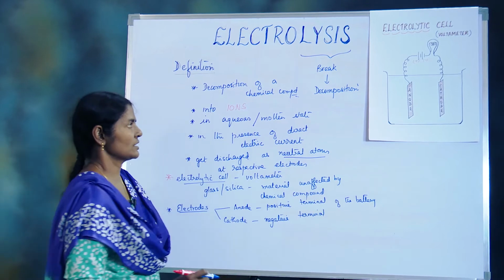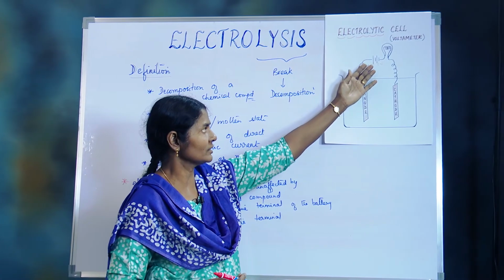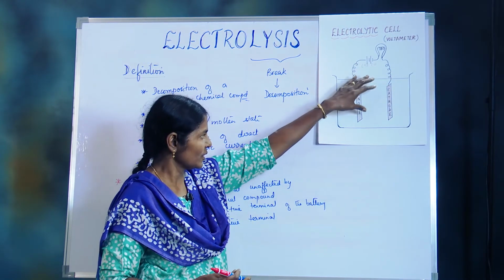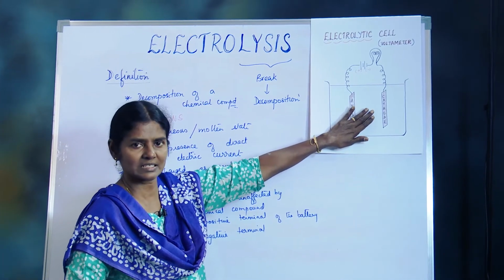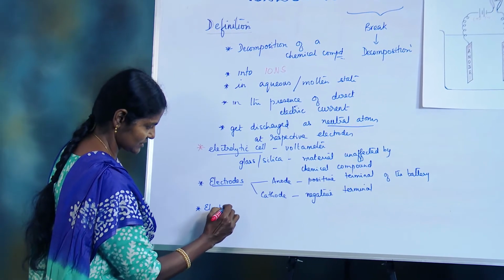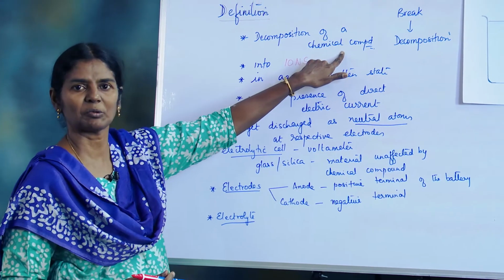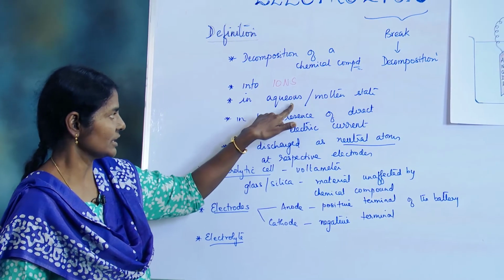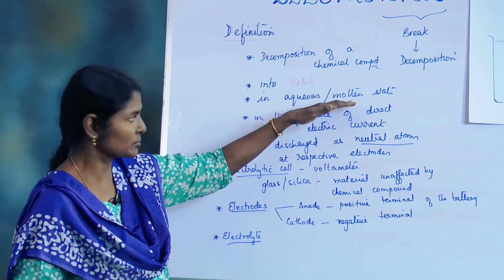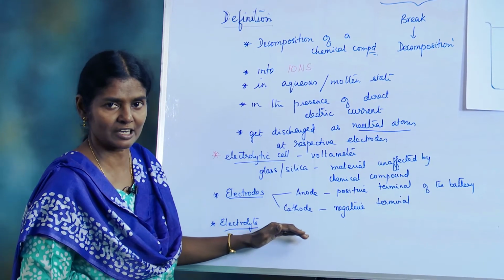The next one: in physics you would have learned that any electrical circuit will have a battery and there will be a bulb, there could be an ammeter to measure the current, all that is part of the circuit. But we also have something in this electrolytic cell, and that is called the electrolyte. So what is this? This is what this chemical compound is about. And in what state should it be? Either aqueous or molten state. And it should be a compound which is capable of breaking down into ions. Now we will move on to the different types of electrolytes.